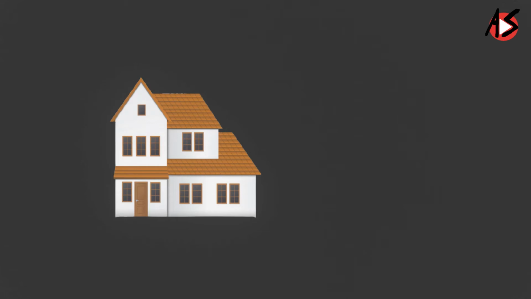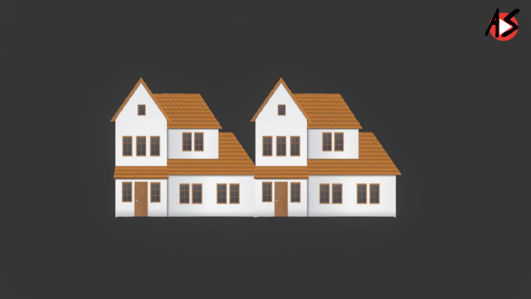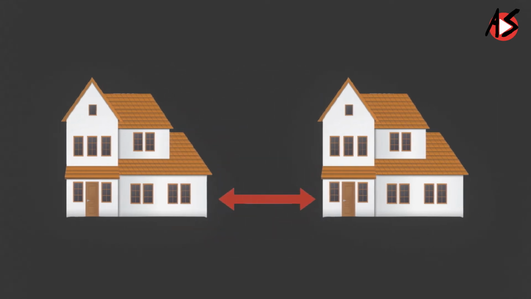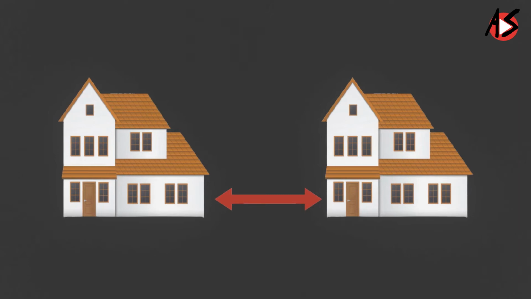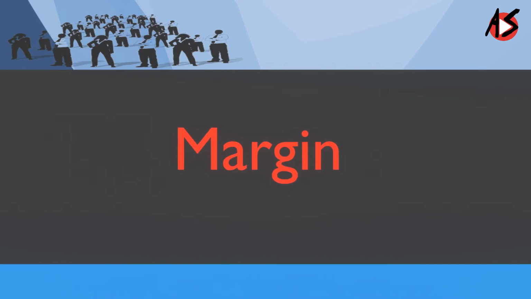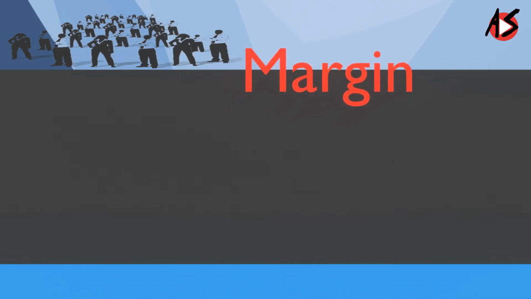Do you like your house touched with another house? Your answer is no. You require a certain amount of space between two houses, which is commonly known as margin. Similarly, in a web page, margins are used to create space around elements outside of any defined border.